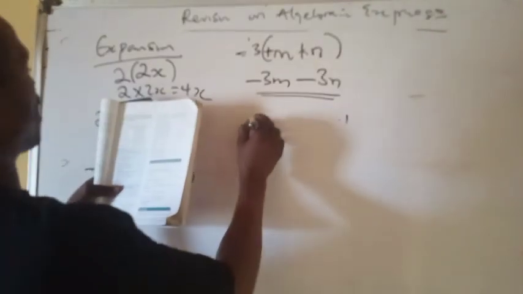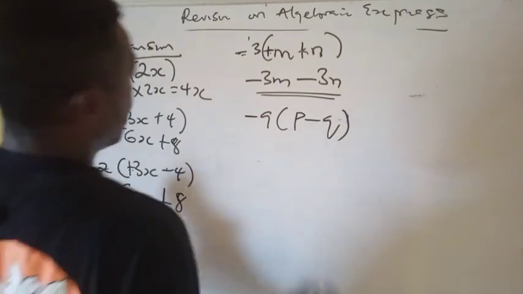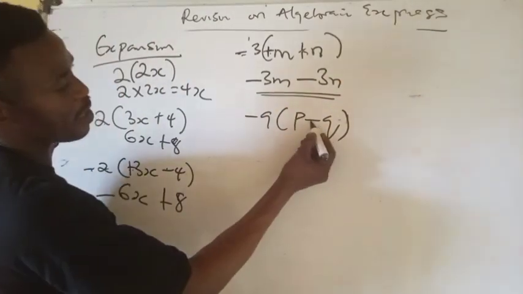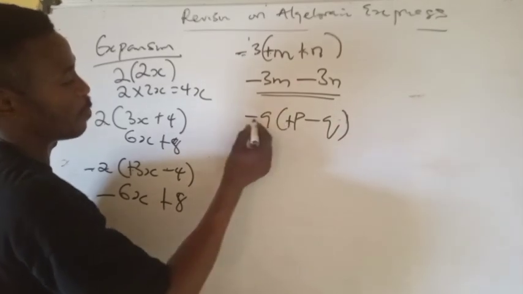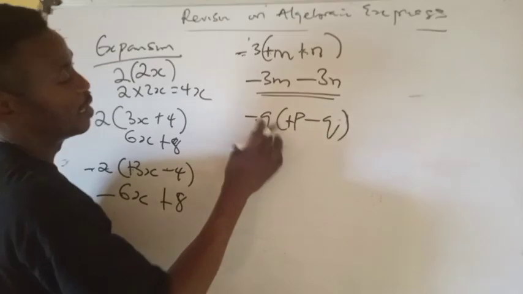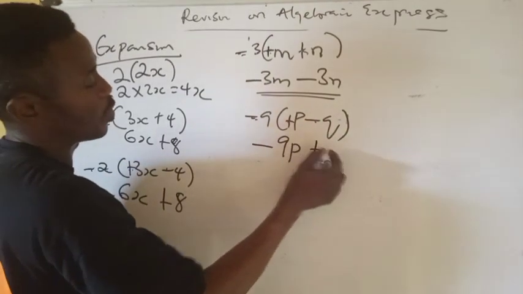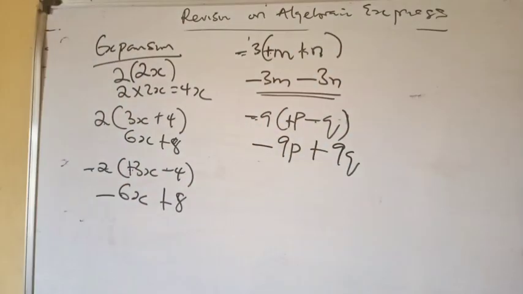Another one here. We have minus 9 into bracket p minus q. Our reference book is New General Mathematics. Now let's see. Is this one directed? No. What will I put here? Plus. Everybody, plus minus, you give me what? Minus. 9 times p, 9p. Minus times minus, plus. 9 times q, 9q. Take it down.